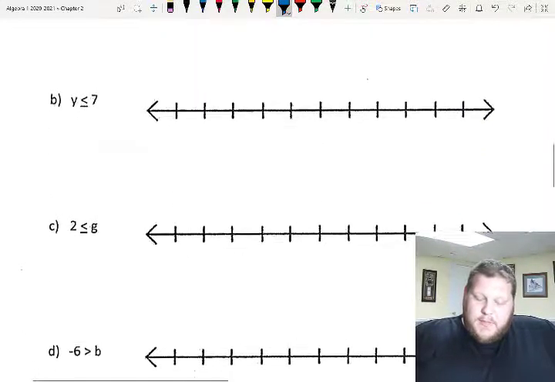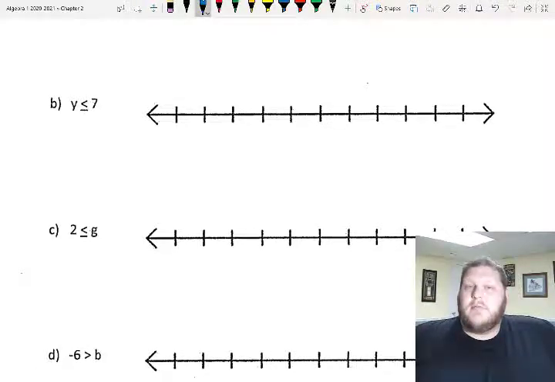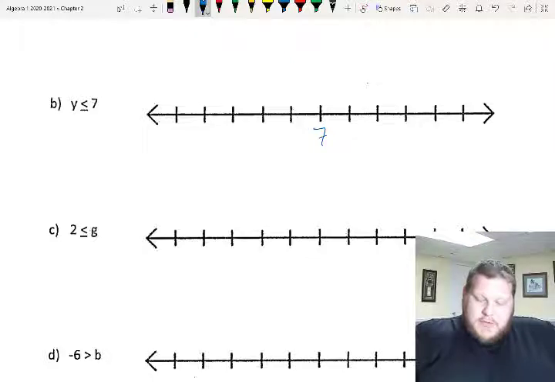All right, so taking a look at B, the more you do these, the easier they will become. So we want 7 as my boundary. The next two biggest numbers would be 6 and 5. Nope, I'm going positive now. It would be 8 and 9. The next smallest number would be 6 and 5. My boundary happens at 7.